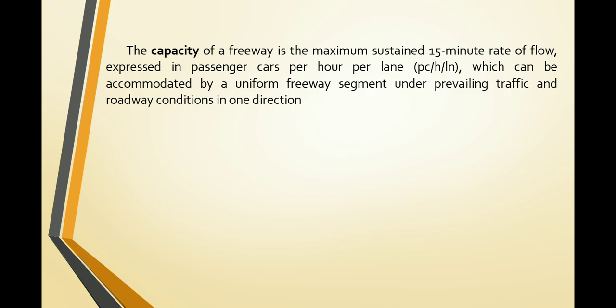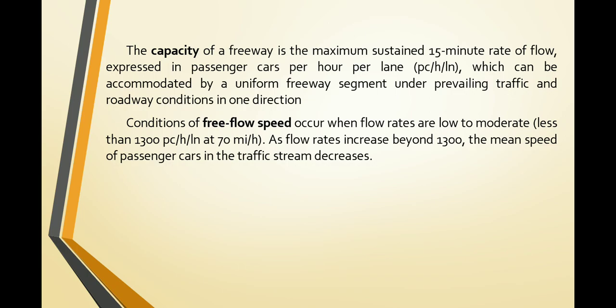The capacity of a freeway is the maximum sustained 15-minute rate of flow, expressed in passenger cars per hour per lane, which can be accommodated by a uniform freeway segment under prevailing traffic and roadway conditions in one direction. Conditions of free flow speed occur when flow rates are low to moderate, less than 1,300 pc/h/ln at 70 miles per hour. As flow rates increase beyond 1,300, the mean speed of passenger cars in the traffic stream decreases.